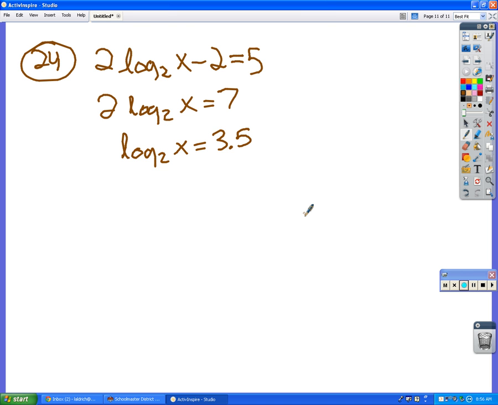Forrest said since it's base 2, this time we're going to raise 2 to both sides. So x equals 2 to the 3.5, which is 3,100. No, definitely not. 2 to the 3.5. Oh, I have 10. There we go. 11.31.